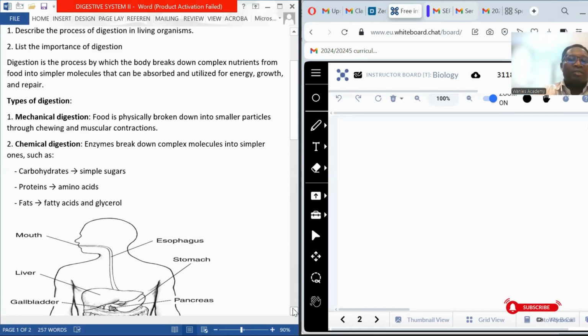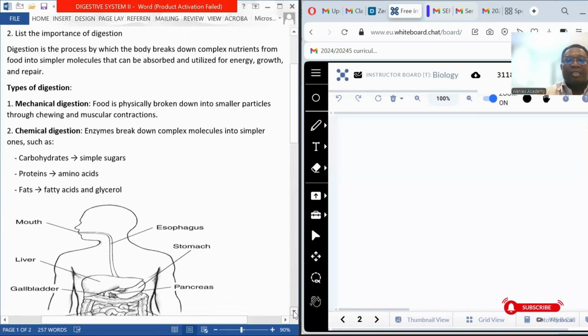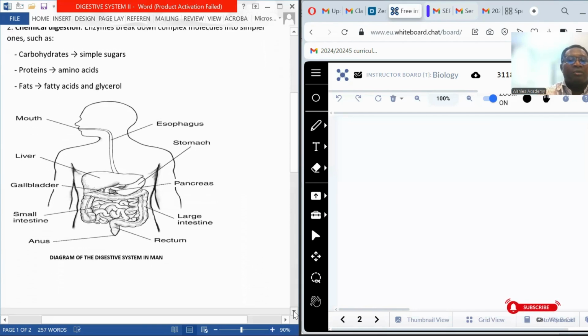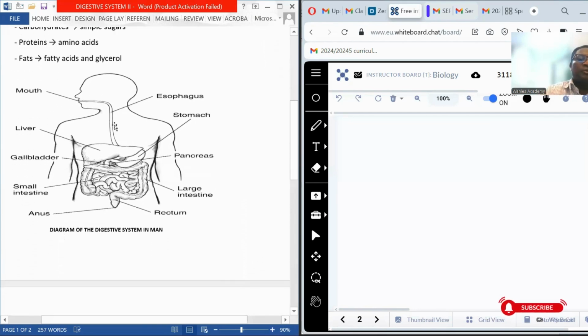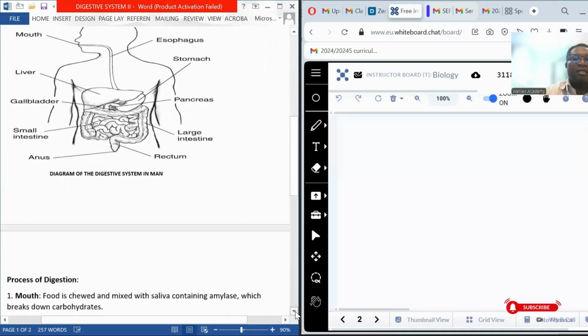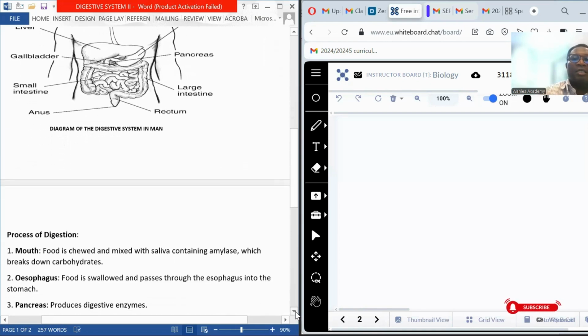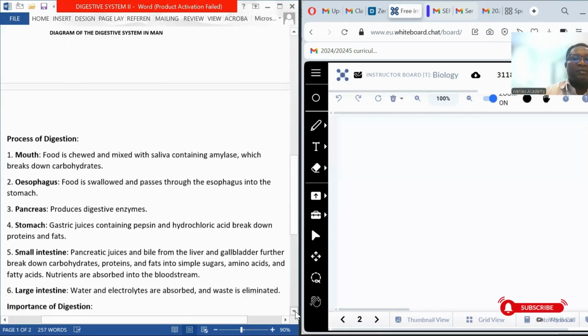During chemical digestion, carbohydrates are broken down to simple sugar, proteins are broken down into amino acids, while fats and oils are broken down into fatty acid and glycerol. Now, this is the diagram of the digestive system in man. For example, where you have the mouth, esophagus, stomach, liver, gallbladder, pancreas, large intestine, small intestine, rectum, and anus. These organs listed are known as the alimentary canal of the digestive system.